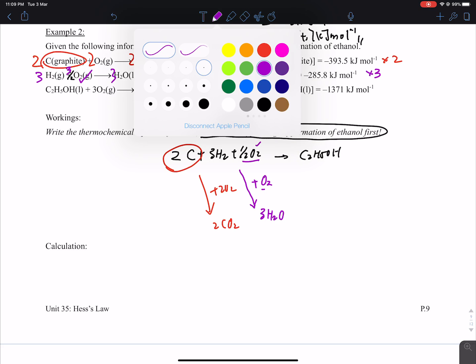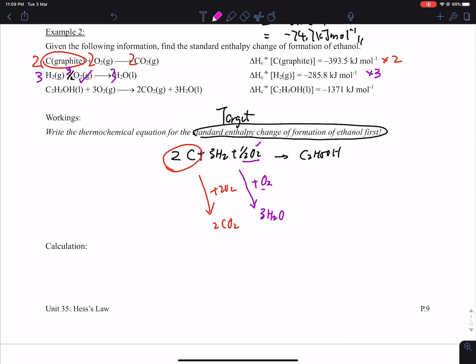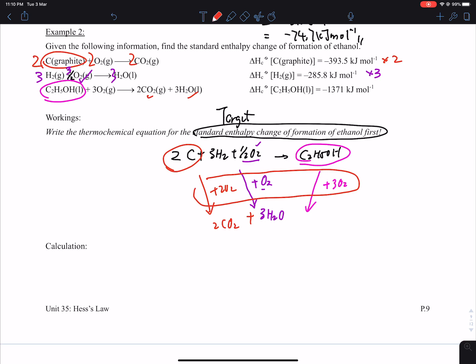And then the last one is shown here. You get the last one, C2H5OH, the same as that one, plus 3 oxygen becomes 2 CO2 plus 3 H2O, the same over here. So you can double check with your enthalpy change cycle. You can see the number of oxygen added up is the same on the left and the right hand side. So that means you get the correct enthalpy change cycle.